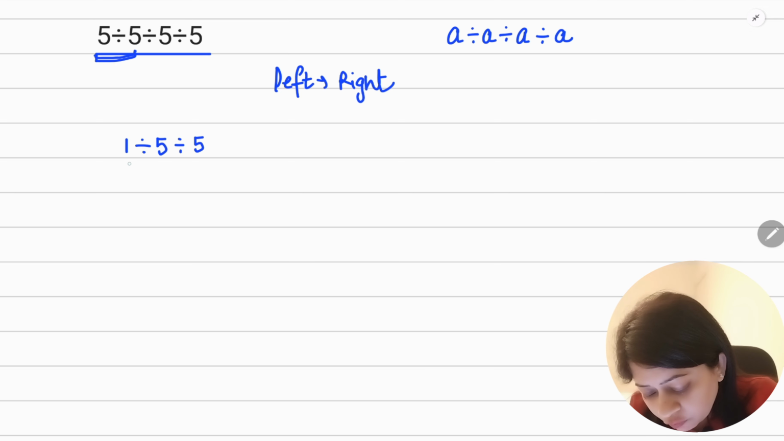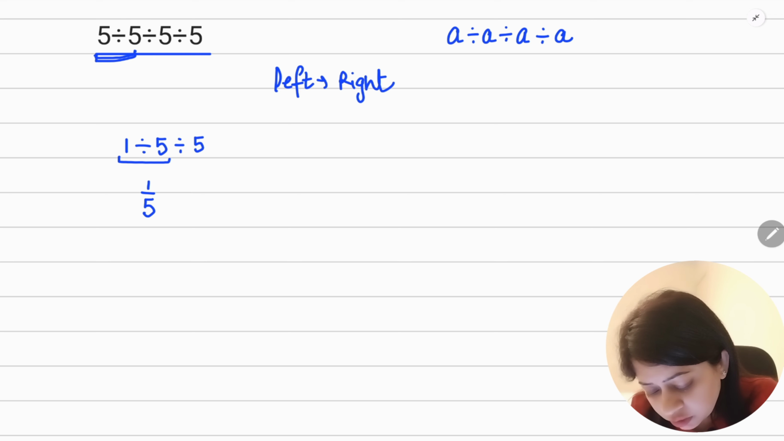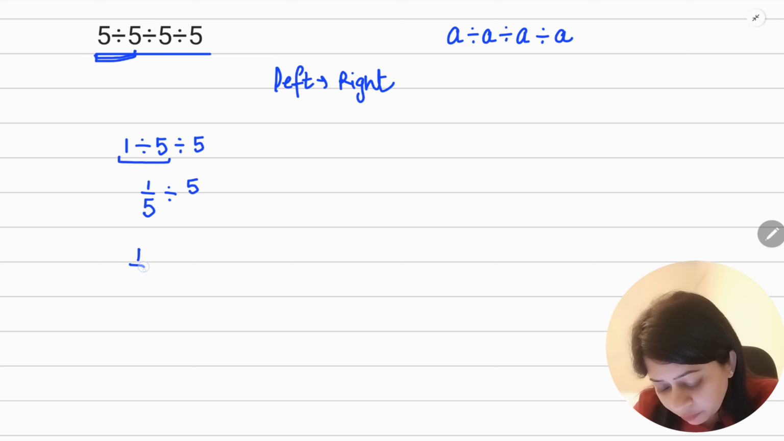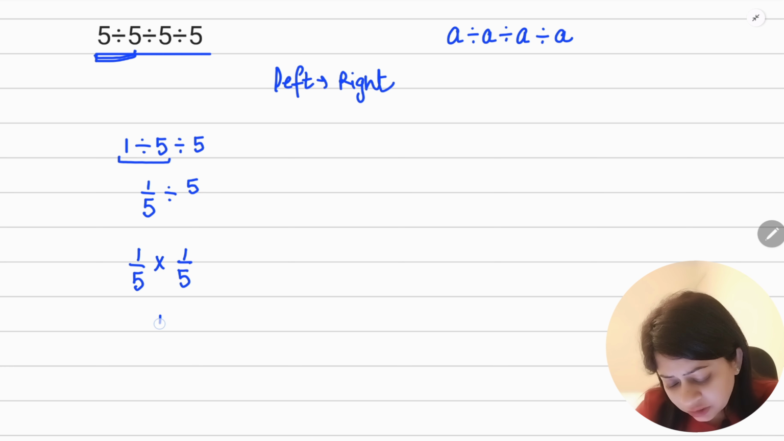After that, what is this now? We can write it as 1 by 5, right, divided by 5. And then eventually this will become 1 by 5 multiplied by 1 by 5, right? And the answer is 1 by 25.